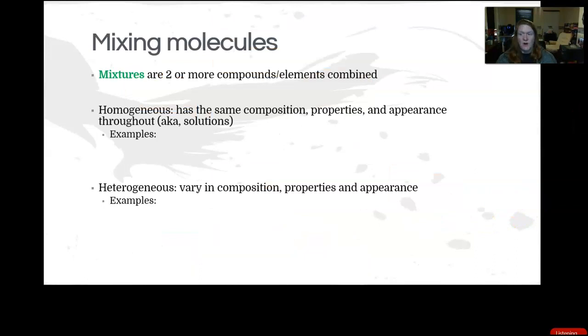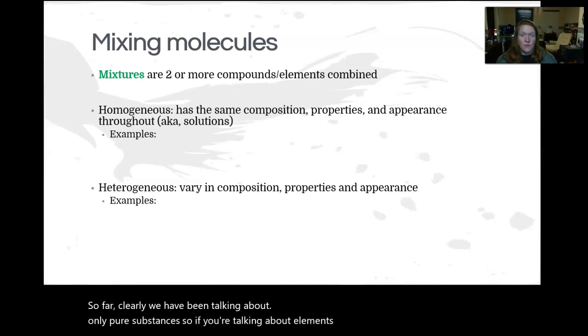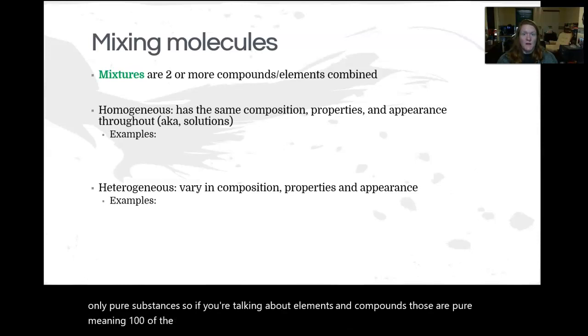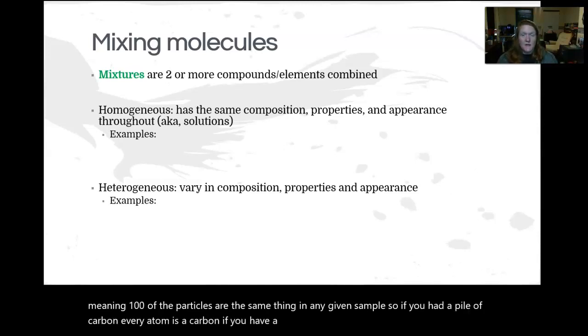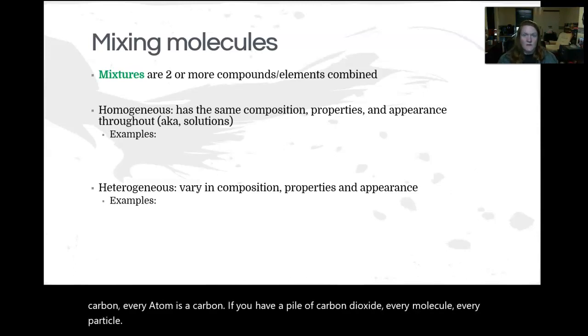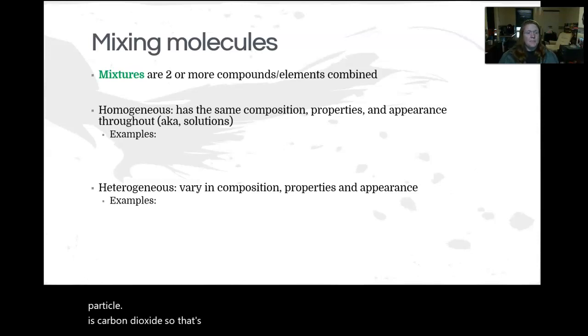Okay, so far, clearly we have been talking about only pure substances. So if you're talking about elements and compounds, those are pure, meaning 100% of the particles are the same thing in any given sample. So if you had a pile of carbon, every atom is a carbon. If you have a pile of carbon dioxide, every molecule, every particle is carbon dioxide. So that's a pure substance.